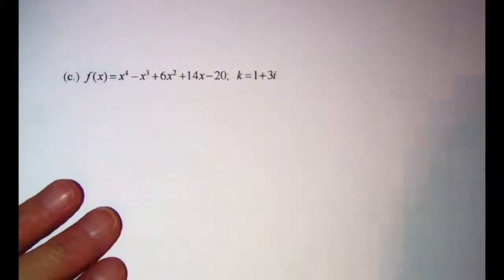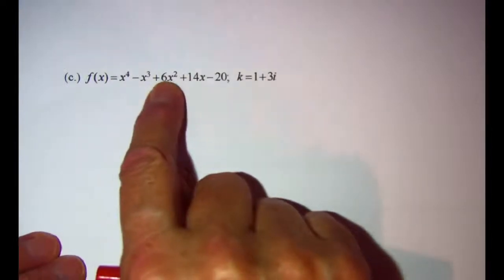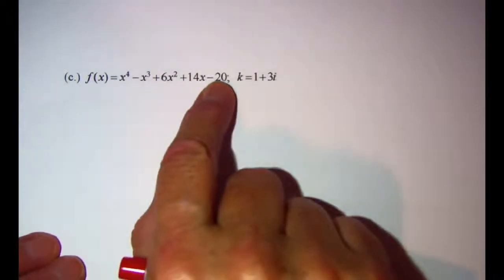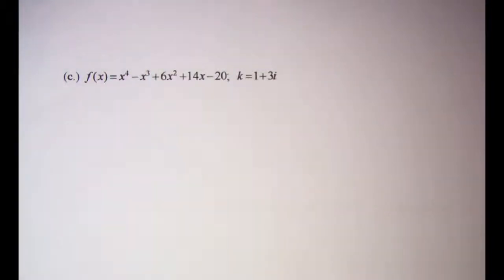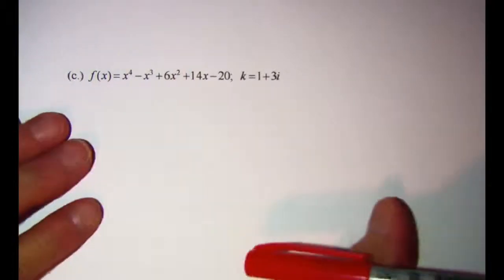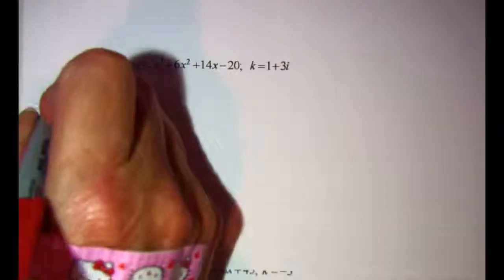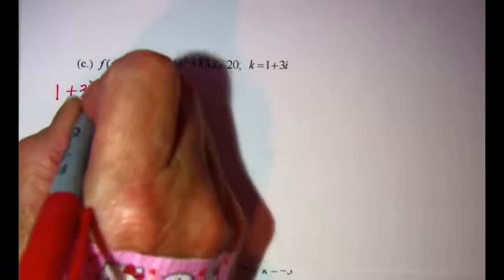So in our problem, f of x is x to the fourth minus x cubed plus 6x squared plus 14x minus 20. And k is the complex number 1 plus 3i. Okay, now remember that we put our k value out in the little box in front. So I have 1 plus 3i out in front.